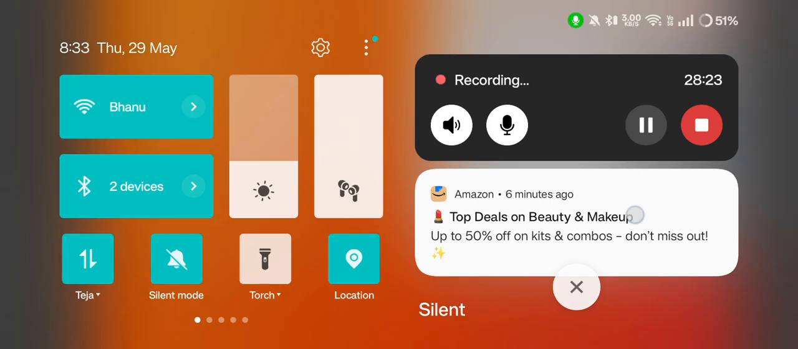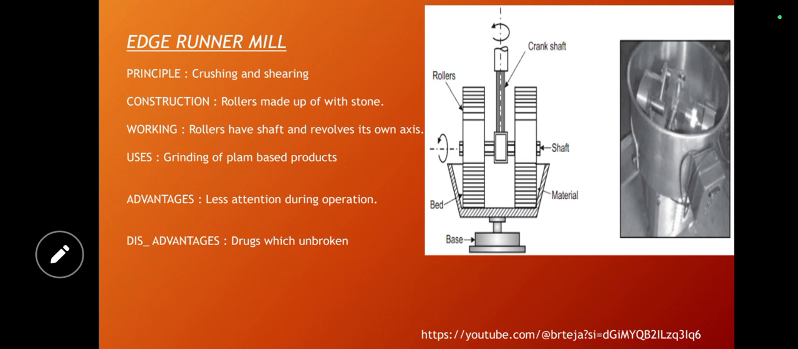Next, edge runner mill. Which principle is used in the edge runner mill? Crushing and shearing. Construction: the edge runner mill rollers are made of stone. Rollers made of stone. Working: the rollers have a shaft and revolve on their own axis.